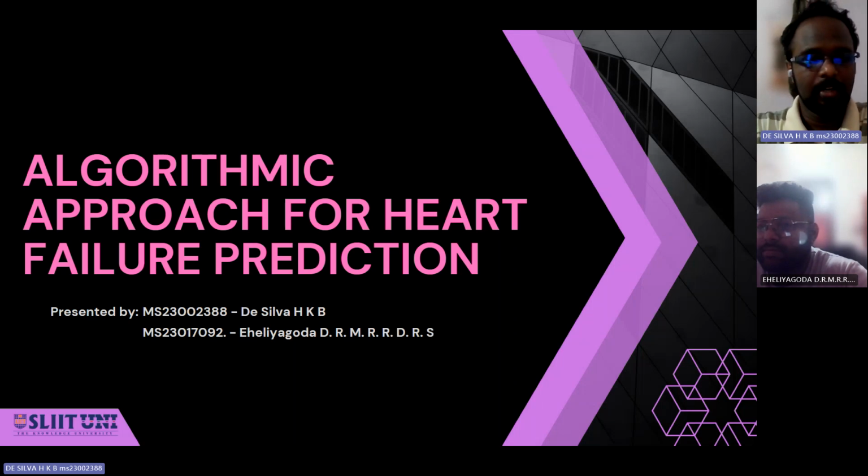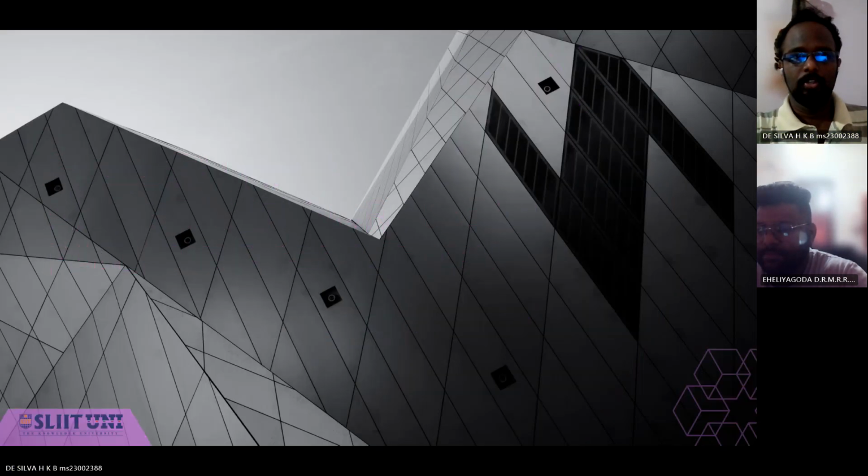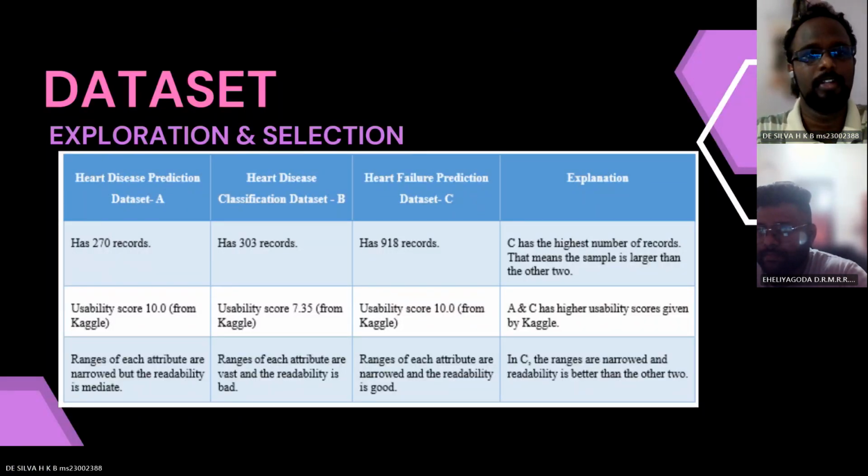So we are going to talk today about an algorithmic approach for heart failure prediction. First, we selected an appropriate data set for this task. Therefore, we searched many datasets on the Kaggle website and selected three datasets.